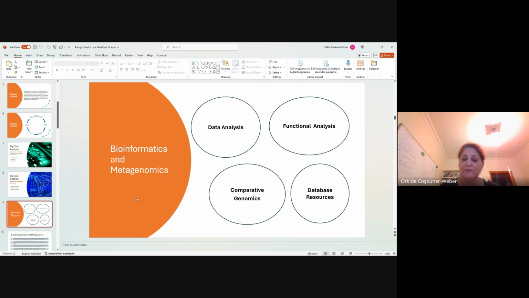Finally, bioinformatics resources, such as databases, software tools, and repositories, are invaluable for storing, managing, and analyzing metagenomics data.